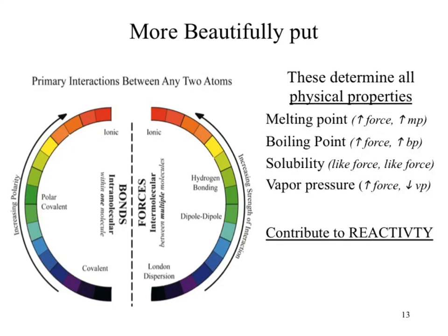These are critical, absolutely critical to your understanding and manipulation for organic chemistry. So it's all about the balance between your forces and your bonds and what you can do with them. I want to reiterate this again because it shows up everywhere, both in your textbook and online answers, particularly for the lab.